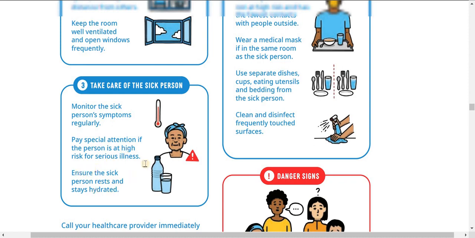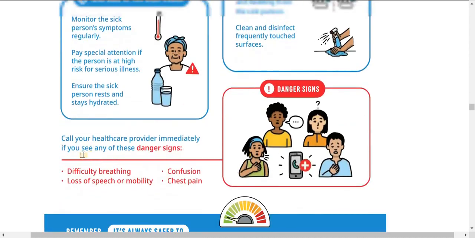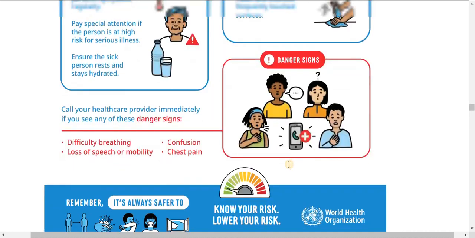Ensure the sick person rests and stays hydrated. The sick person should be given sufficient rest and enough water, juice, etc. Next, call your healthcare provider immediately, a doctor or any health worker, if you see any of these danger signs: difficulty breathing, confusion, loss of speech or mobility, chest pain. Danger signs mean confusion, chest pain, high fever, frequent difficulty breathing, and too much tiredness. These are the high risks.